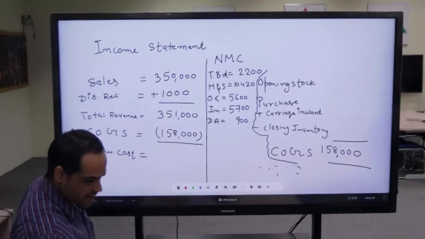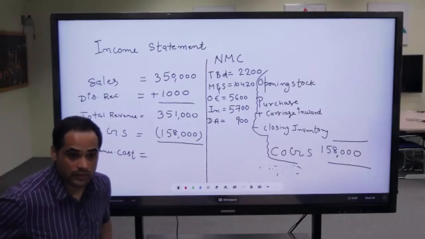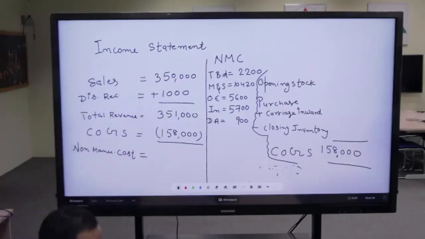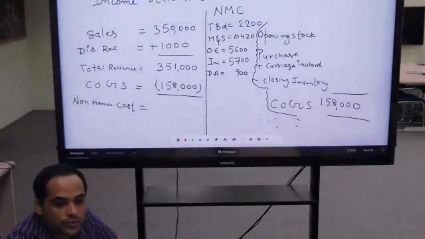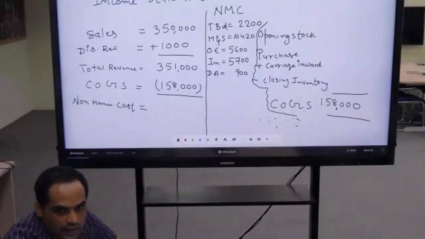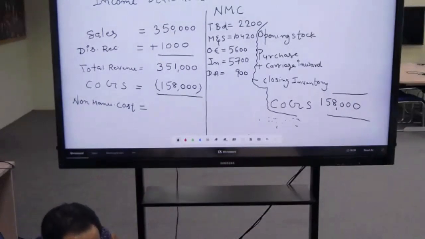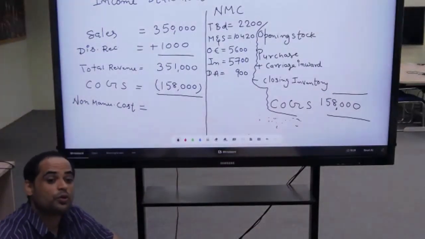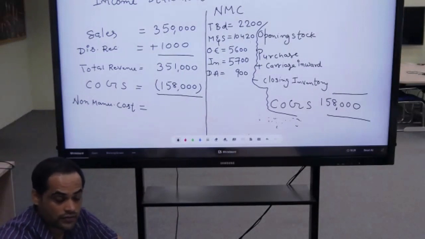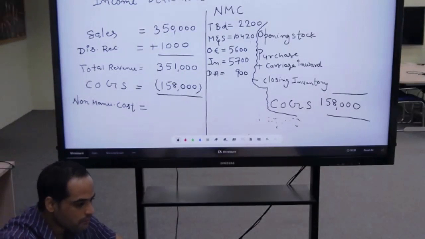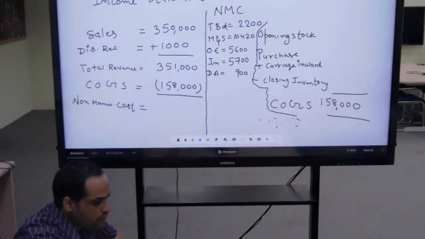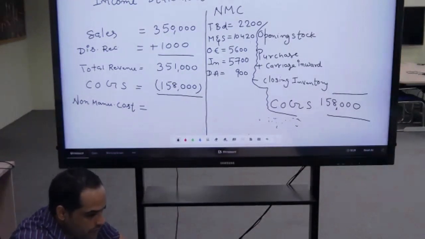Did you understand the discounts allowed? Discounts allowed means you are giving discounts. Allowed means you are allowing other people to buy things from you at a discount. So that is your discounts allowed. Discounts allowed 900. Right.